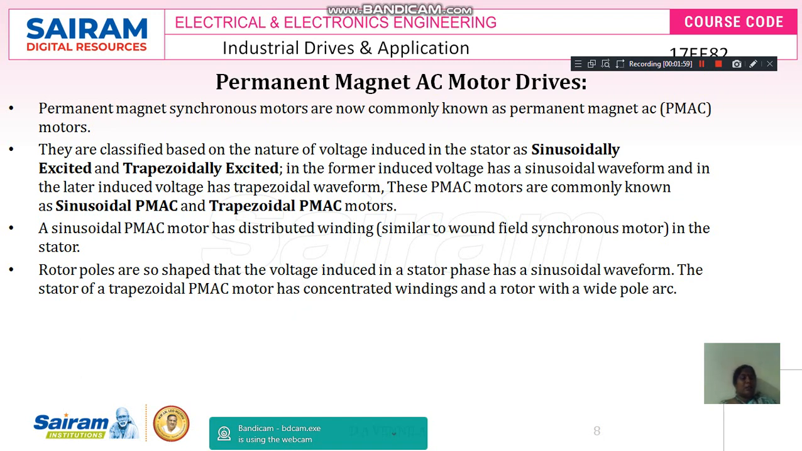Some of the advantages of this permanent magnet AC motor are elimination of field copper loss, high power density, lower rotor inertia, and higher efficiency.